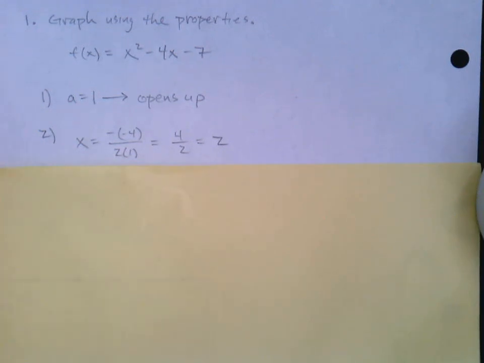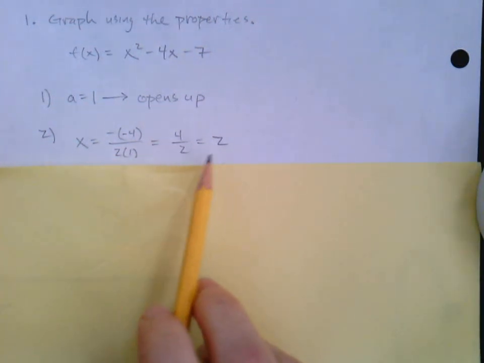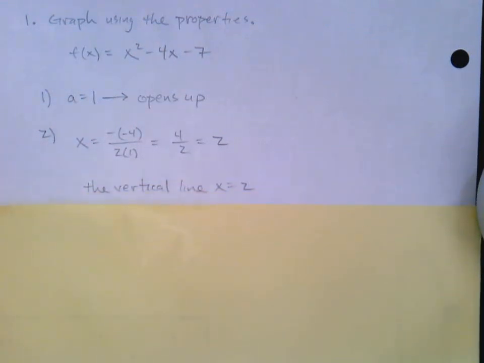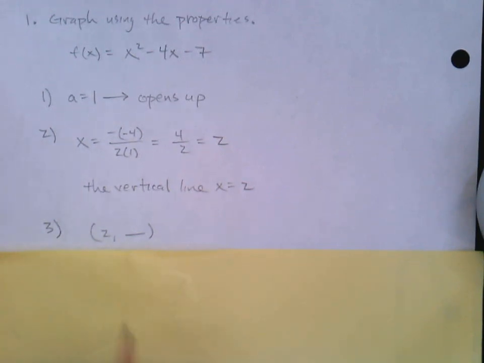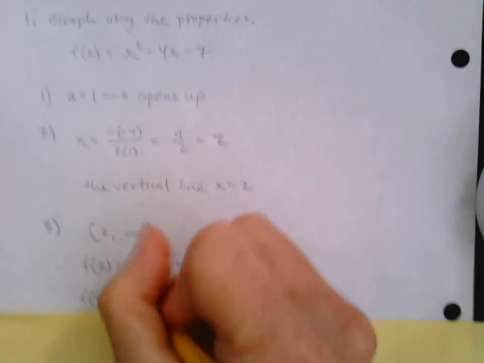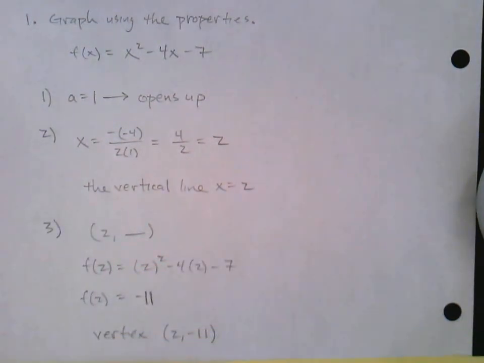The axis of symmetry, x equals negative negative 4 over 2 times 1, which works out to be 4 over 2, which is 2. The axis of symmetry is the vertical line at x equals 2. The vertex, we know the x-coordinate will be 2. We just have to find the y-coordinate. We're going to get that by plugging into the function. And that turns out to be negative 11. So the vertex is the point (2, negative 11).